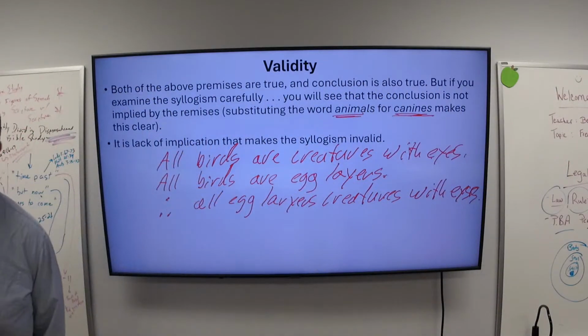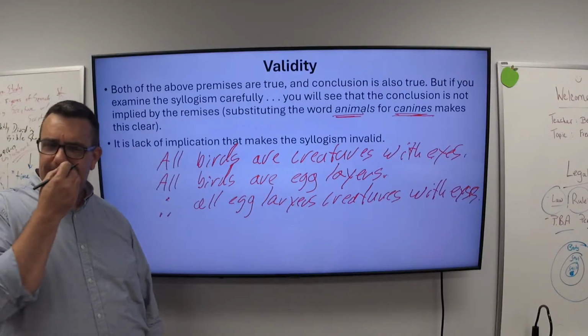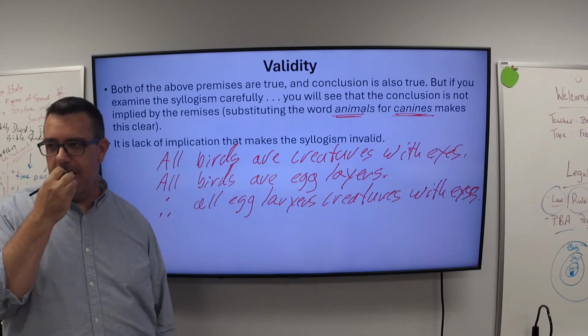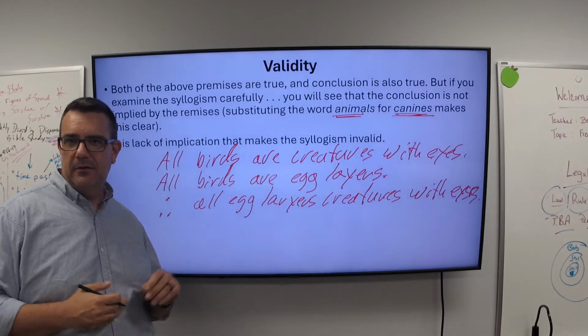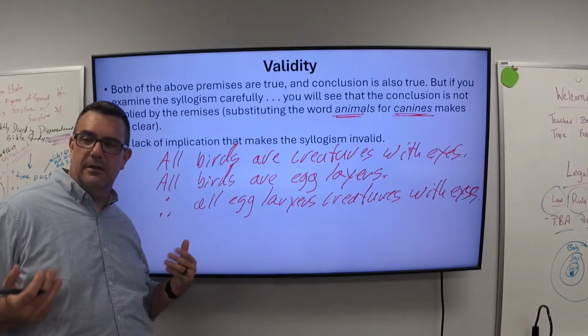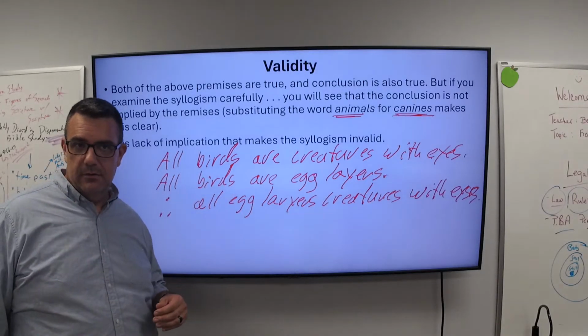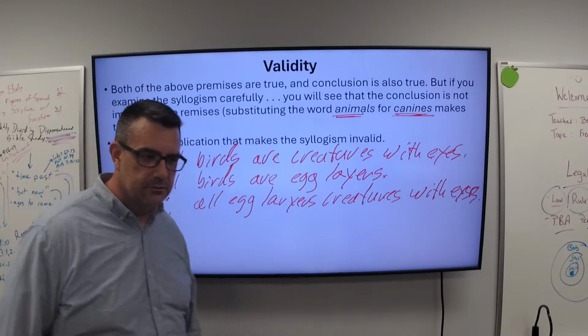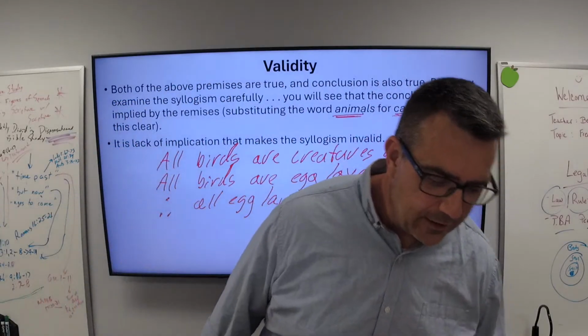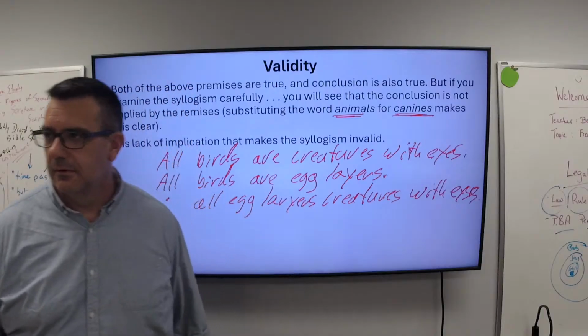All birds are egg layers. Yes, I think they are. I honestly don't know if there's any exception, but I think that's true. But are there other creatures that lay eggs other than birds? Yeah, turtles. Snakes, turtles. That's right. Okay, there's lots of other things that could lay eggs. Reptiles. Therefore, all egg layers are creatures with eyes.